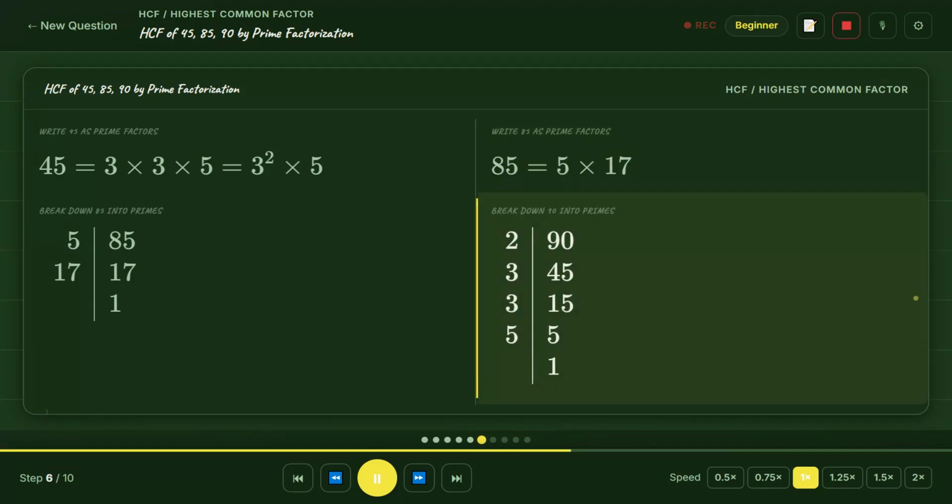Now let's break 90 into prime factors. 2 times 45 is 90. Then 3 times 15 is 45. Then 3 times 5 is 15. And 5 is prime, so 90 is 2 times 3 times 3 times 5.